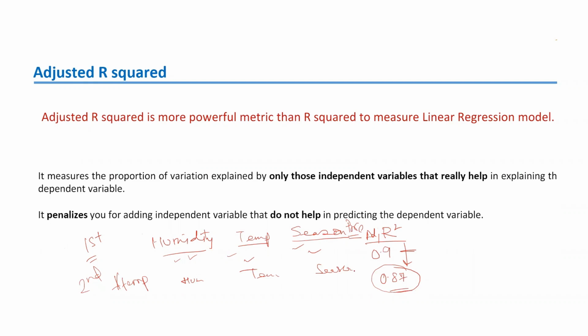It means that due to the addition of A temperature, or average temperature, your model is not behaving correctly. So you have to avoid this variable because it has penalized the model, because A temperature does not really help in predicting the price. Understood? So it penalizes you for adding independent variables that do not help in predicting the dependent variable.